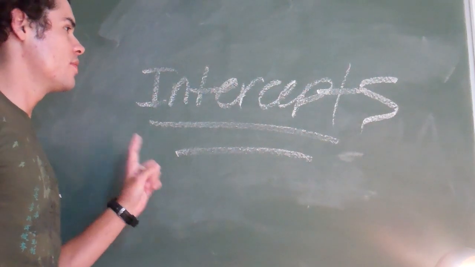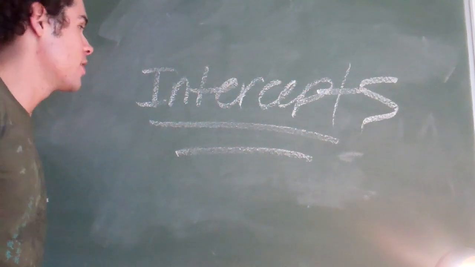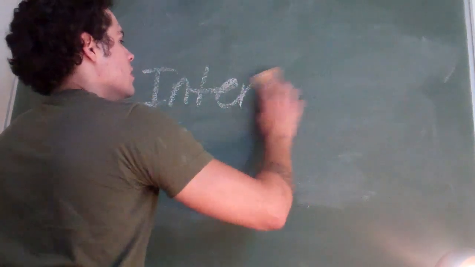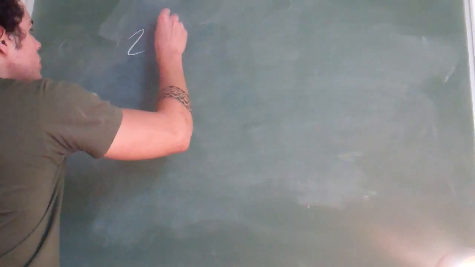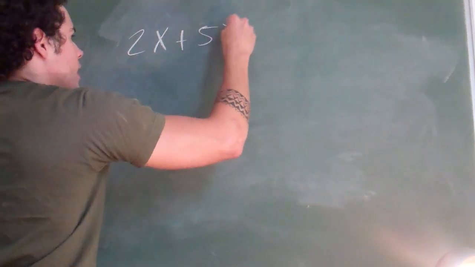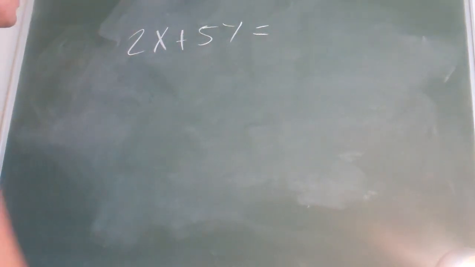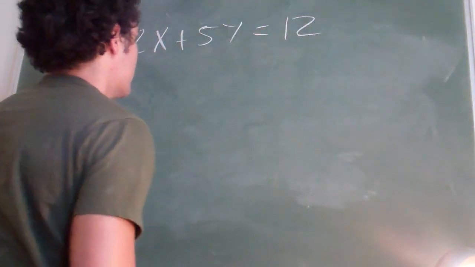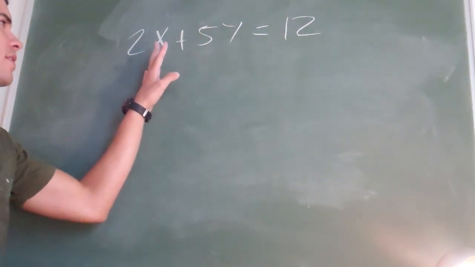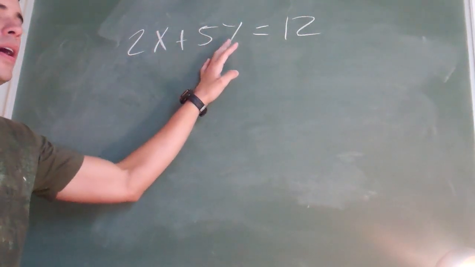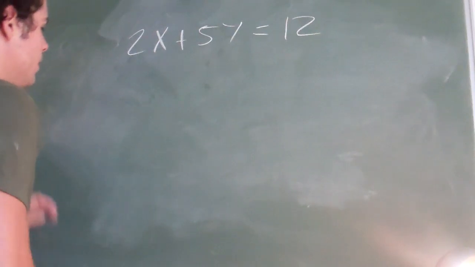Today we're going to be going over x and y intercepts. Let's say you have 2x plus 5y is equal to 12. Let's say you want to find one of the intercepts. If you want to find the x-intercept or the y-intercept, it doesn't really matter.